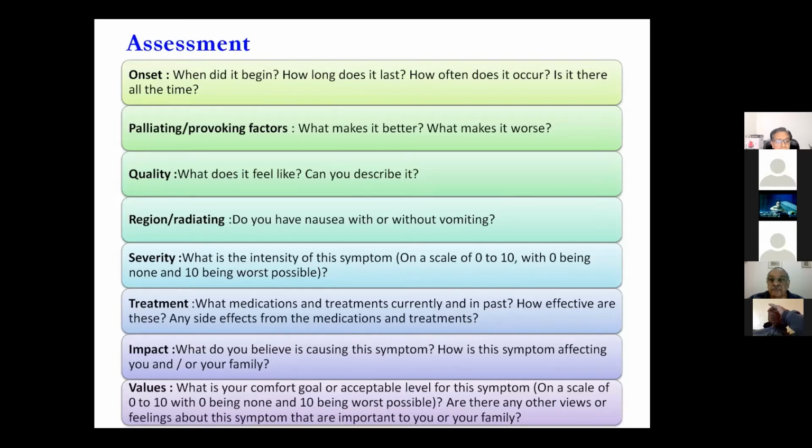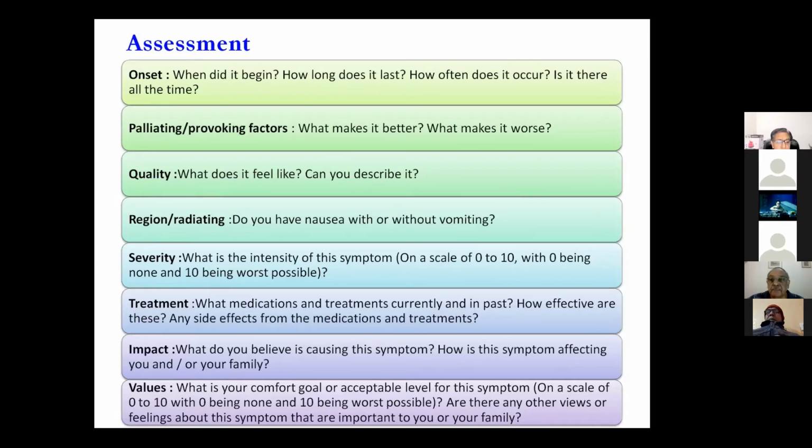The patient can also be asked: do you have nausea with or without vomiting? That becomes important, as it tells us whether it is primarily irritation or irritation with a lot of muscular activity because of the underlying reason. Severity also needs to be assessed, and at times the patient may be taking some drugs which can cause nausea and vomiting, or may have taken some drugs in the past which were used for nausea and vomiting. That will also help us make a diagnosis.